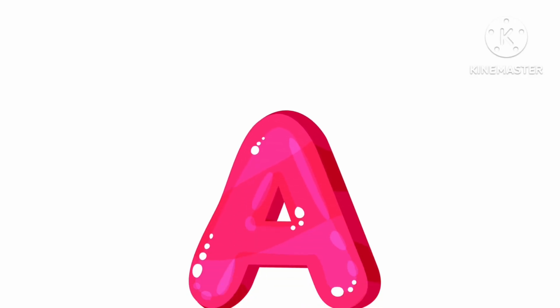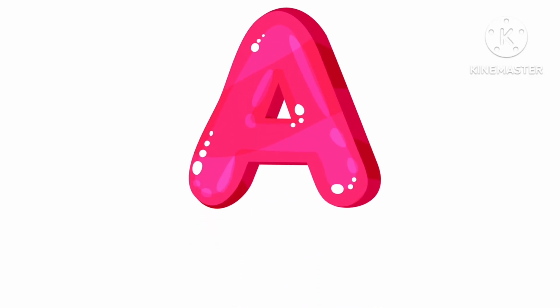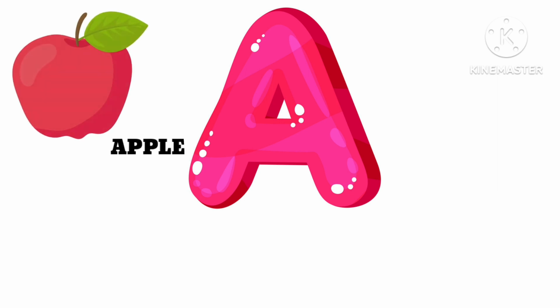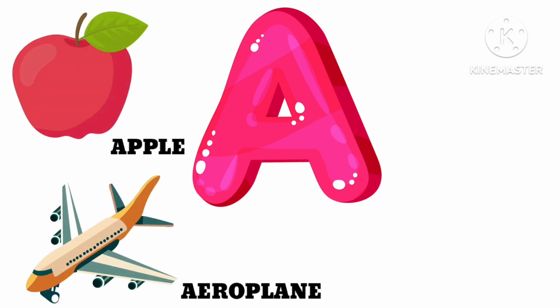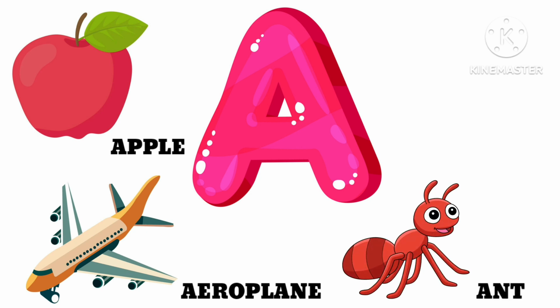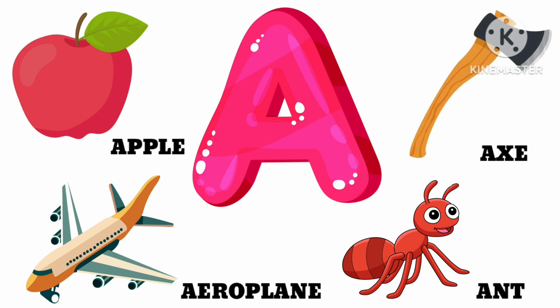This is alphabet A. A for apple. A for aeroplane. A for ant. A for axe.